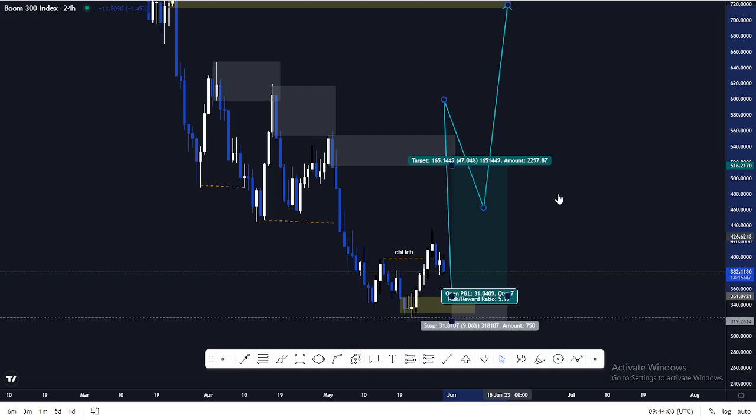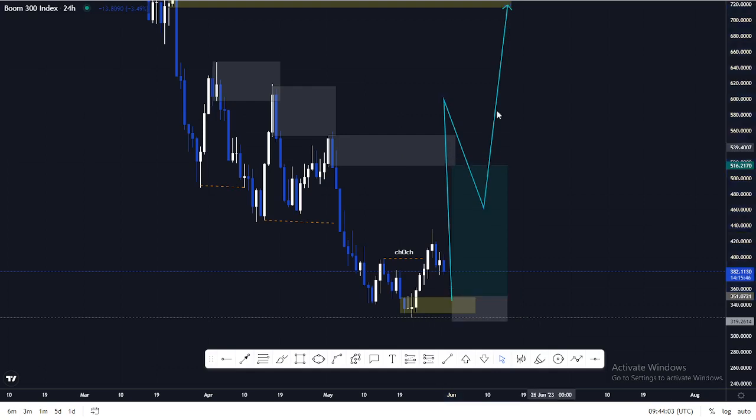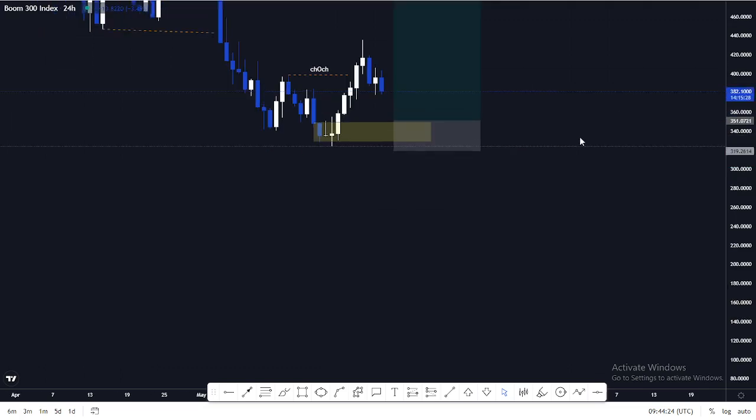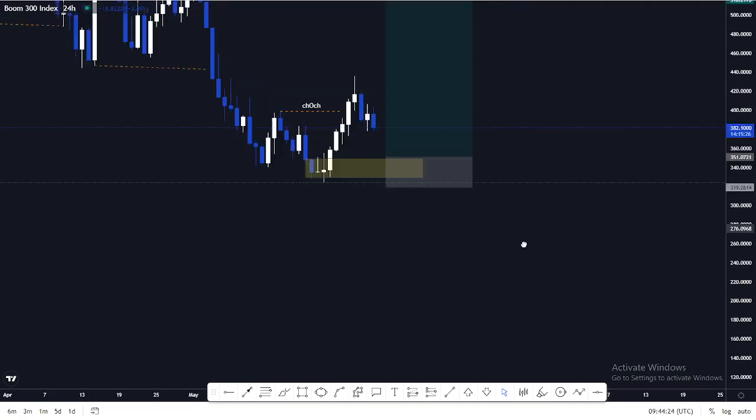on Boom 300. Right now, what I like is that we have the internal change of character already, which is what Crash 300 we're waiting for. We're waiting for it to give us this before coming back down. It can actually come back down before giving us that, which is also fine. We'll enter on that demand zone. So here, this is where our entry is on Boom 300. This is my entry point.